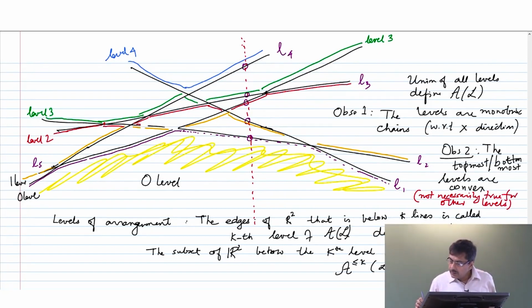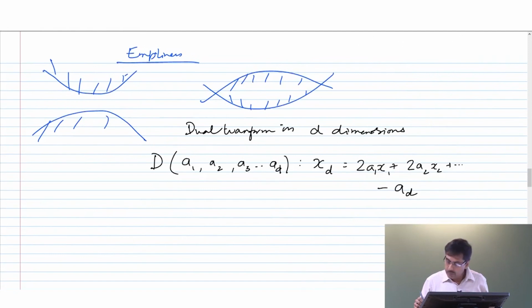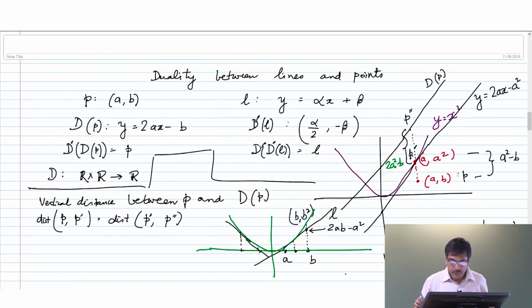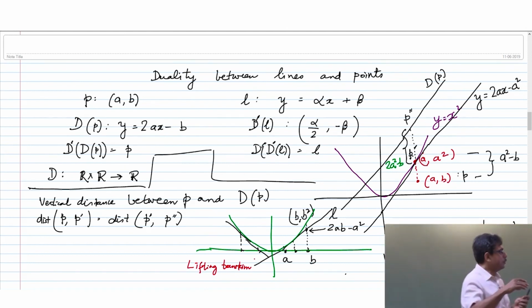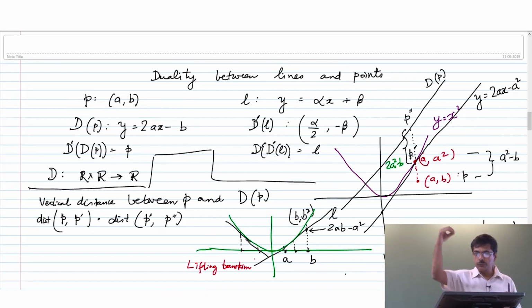Another thing that people are interested in: these monotonic chains, by the way, let me give you a quick example. We had done this, so let us go back to this transformation. You recall that this diagram is basically the lifting transform. We took those points, projected them onto this paraboloid, and you drew these tangential planes at those points.